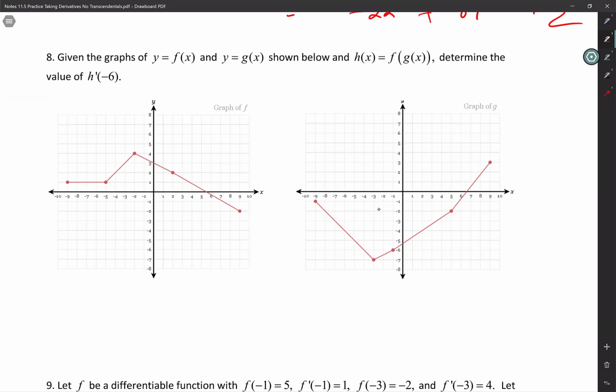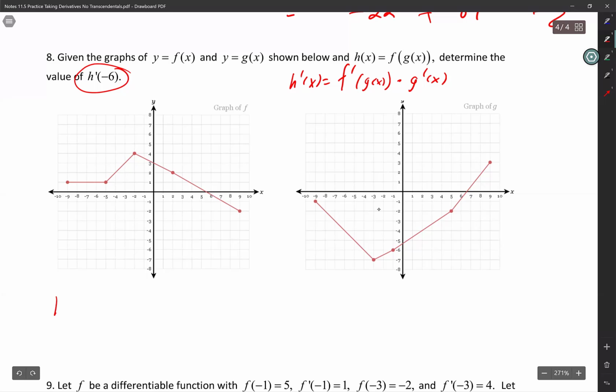All right, here we go. So this one's h prime of negative 6. So first I got to take a derivative. This is chain rule: derivative of the outside, leave the inside alone, times derivative of the inside. So what I'm really looking for is f prime of g of negative 6 times g prime of negative 6. First thing you do, find g of negative 6.